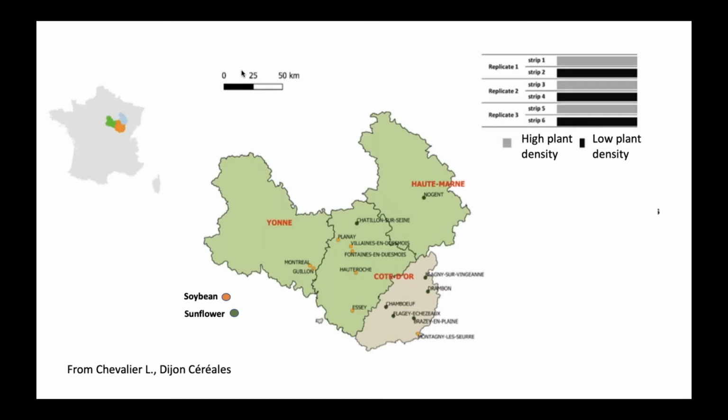This is a second example of a network of on-farm experiments. So here it's in France. Some of the experiments were conducted on soybean, they correspond to the orange points, while others are conducted on sunflower in green. Each experiment here compared 2 plant densities, one high and one low density, and the objective was to study the impact of these contrasted densities on crop production in dry conditions, to see whether in dry conditions it's better to increase or reduce crop densities.